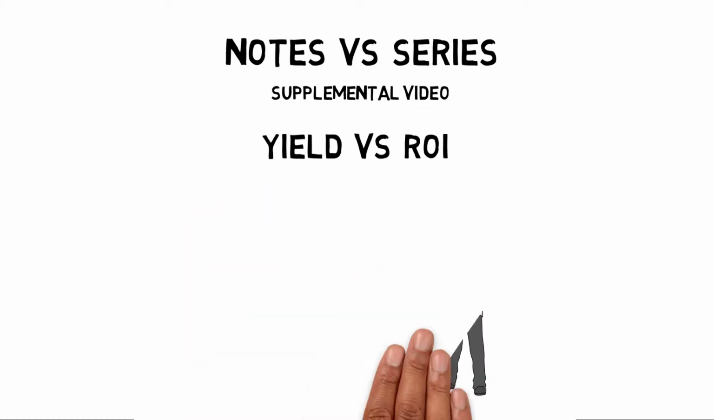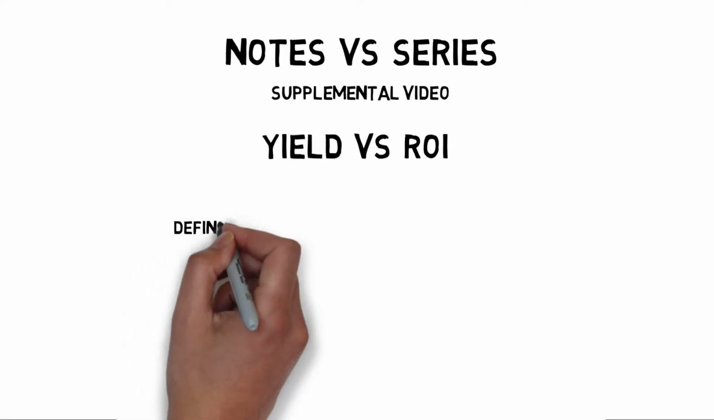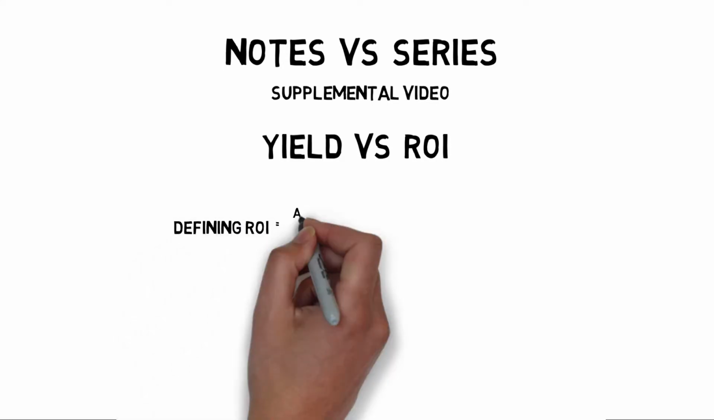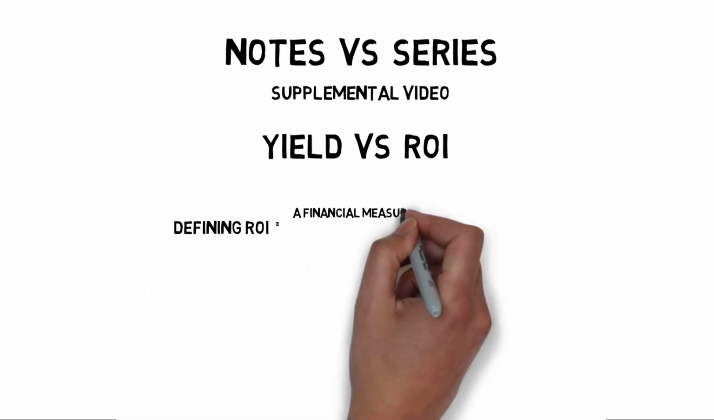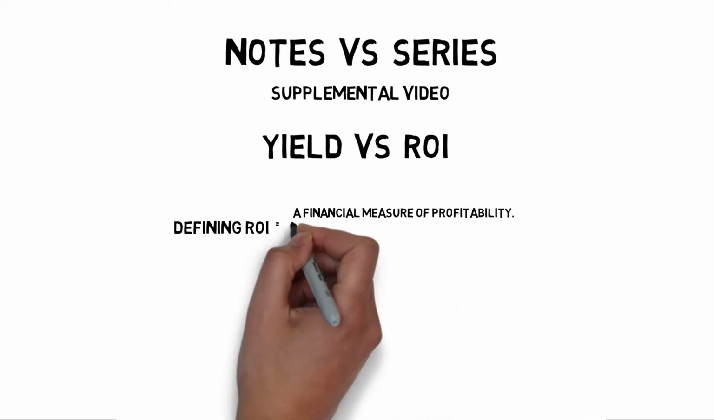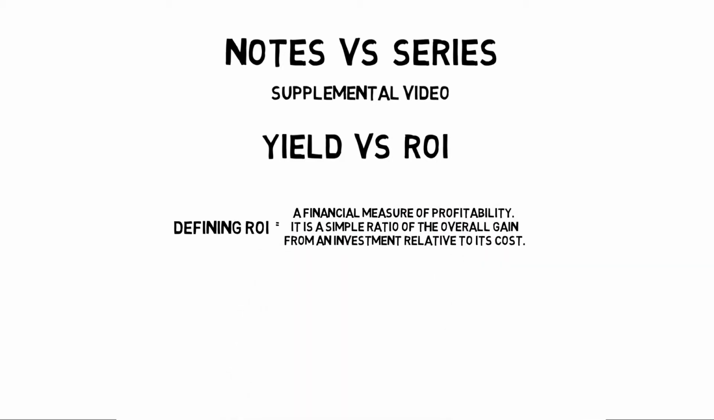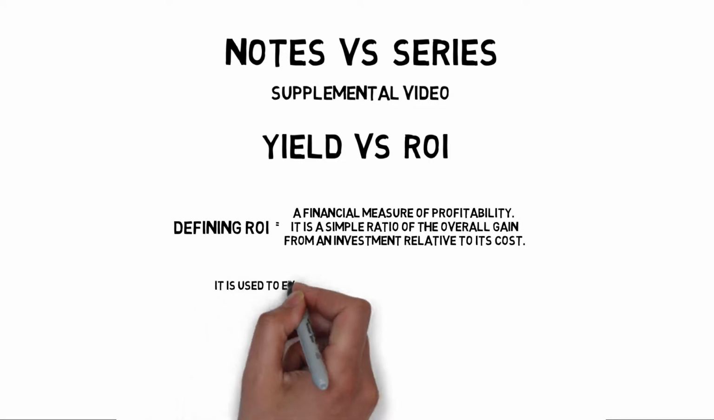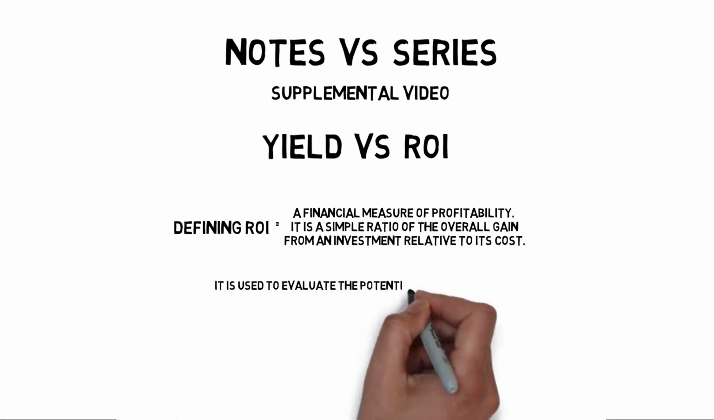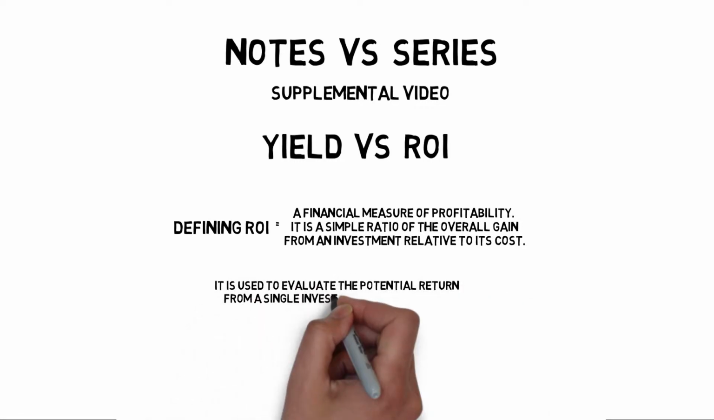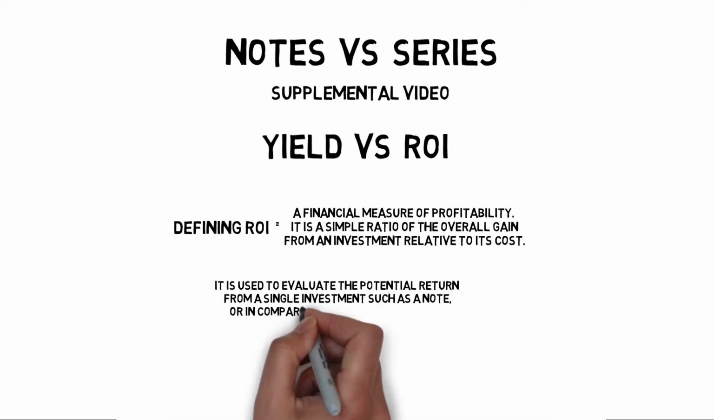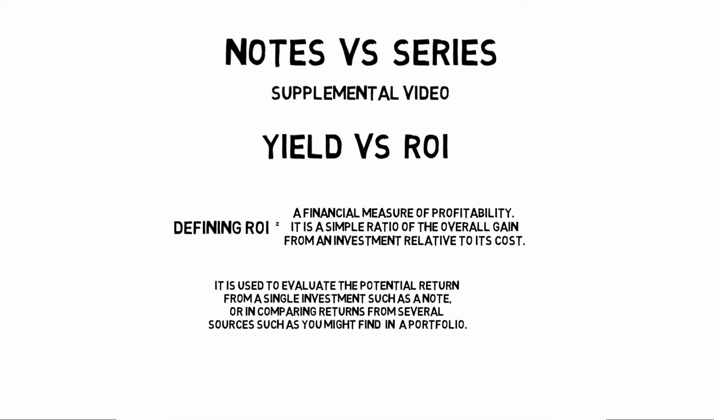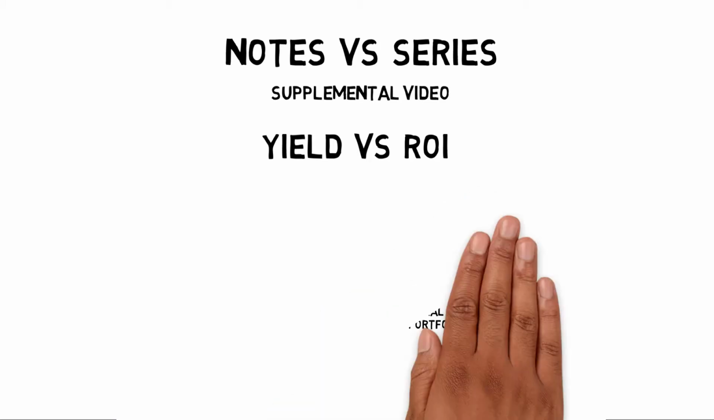Let's start by defining what ROI is. ROI, or return on investment, is a financial measure of profitability. It's a simple ratio of the overall gain from the investment relative to its cost. It's used to evaluate the potential return from a single investment, such as a note, or in comparing returns from several sources, such as you might find in a portfolio.